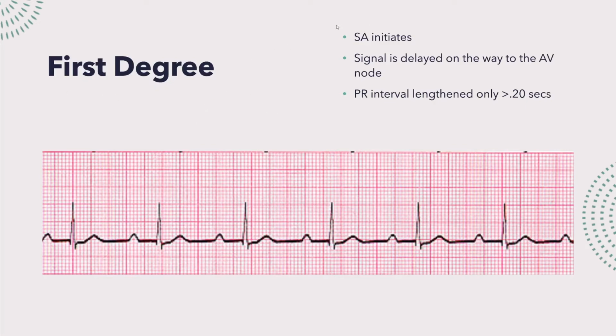First degree heart block has a normal P wave. It's a sinus rhythm, technically. The SA node initiates, but the signal is delayed on the way to the AV node. So the PR interval is lengthened only. No other symptom other than a longer than usual PR interval that's greater than 0.2 seconds. So if you count this, I'm trying to find one where it's right on a box. Like this one. Okay, this is good. The P wave starts before the dark line, and the QRS happens after the dark line. So that box is 0.2 seconds. So this is greater than 0.2 seconds. So this is a first degree heart block.